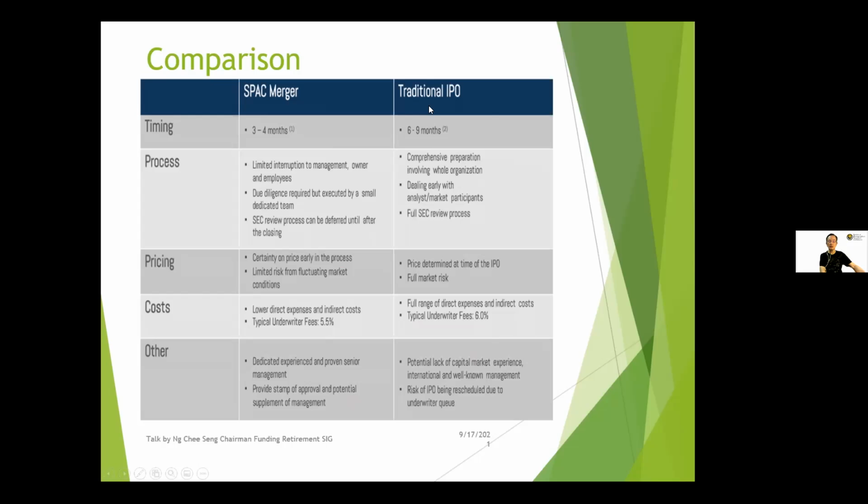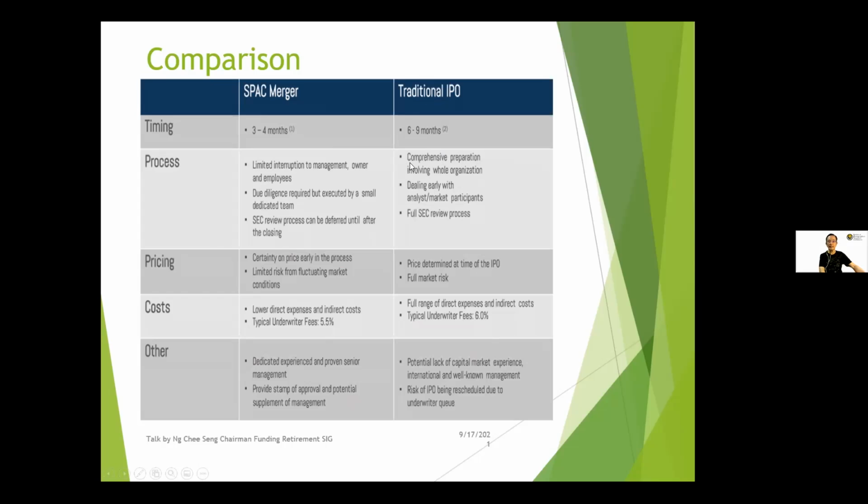Traditionally, you will engage a merchant banker to help you prepare the documentation for the IPO and get your accounts in order so that you can present the statement of accounts and how good your company is, and then you will go for IPO.